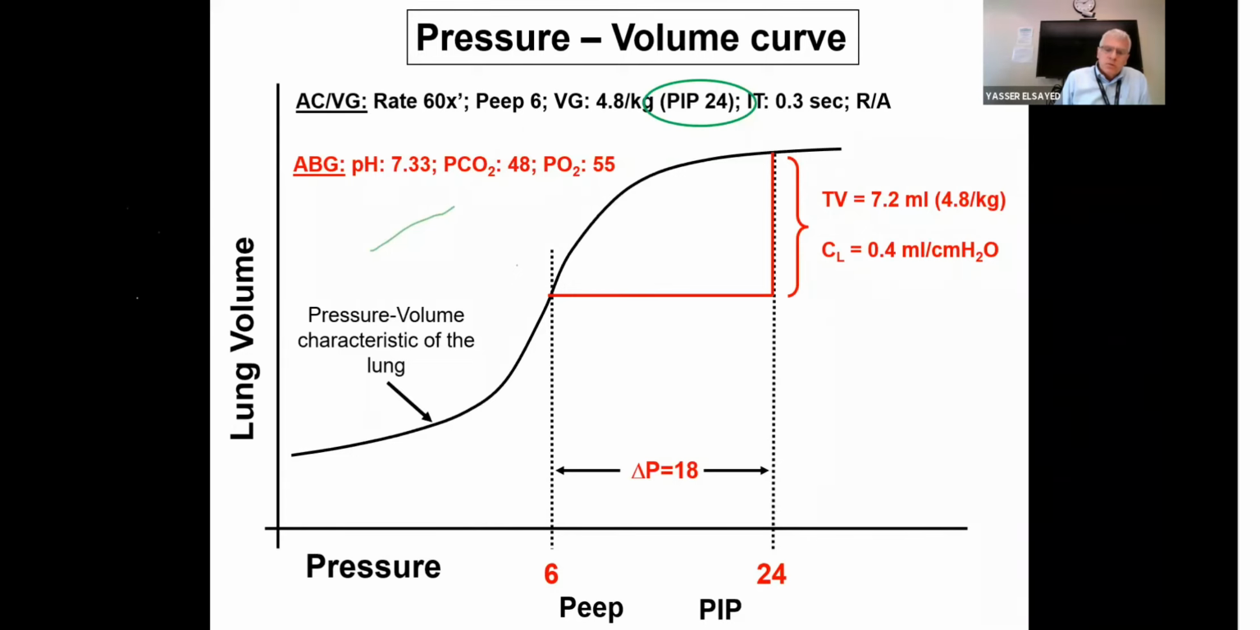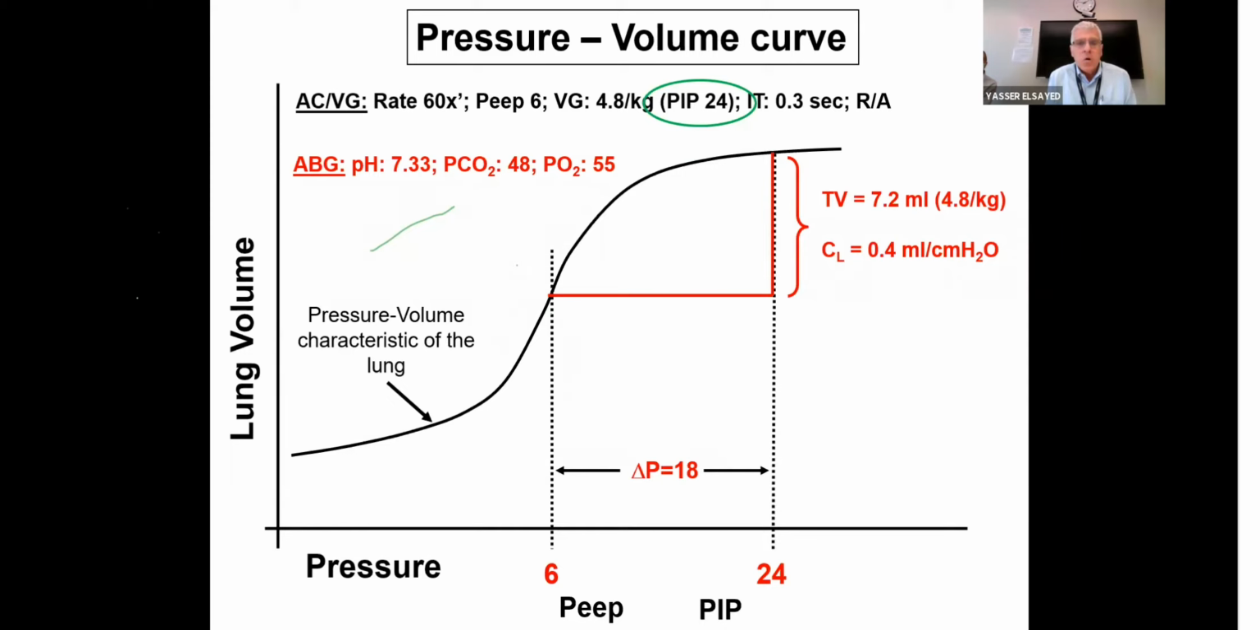So when you put those numbers into the compliance curve, you have a PIP of 24, you're using a PEEP of 6, you have a delta P of 18, and that gives you a tidal volume of 4.8 per kilo. The compliance calculated, 7.2 divided by 18, gives you 0.4. It's a very low compliance. Why? Well, because you're overstretching those lungs. You're ventilating those lungs with excess volume.